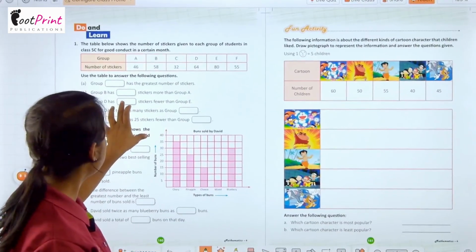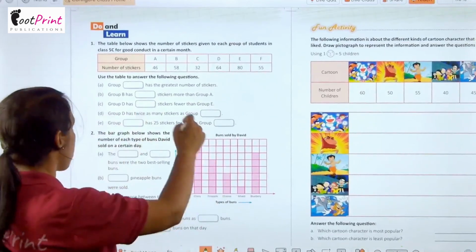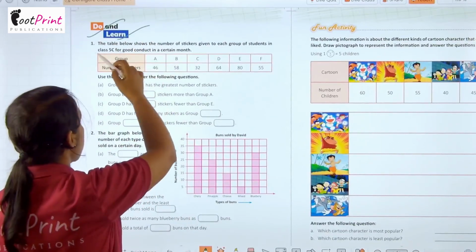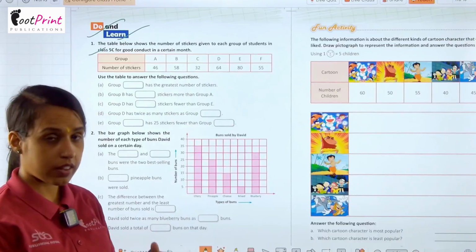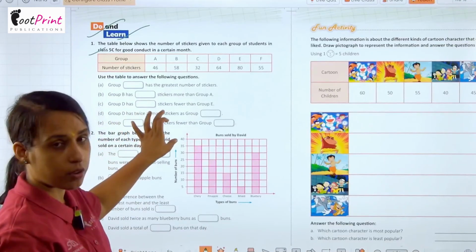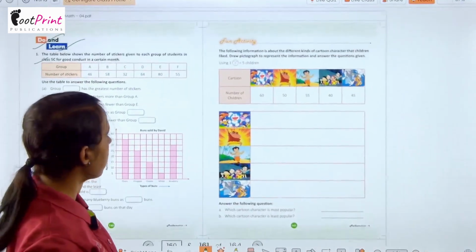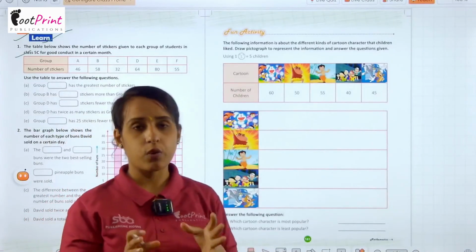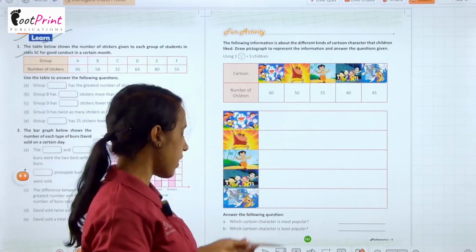And the next one we have is Do and Learn. In this we have some activity, you have to do this and whatever you learned here you can use that learning. And then we have a fun activity that you will do by yourself and enjoy this activity.